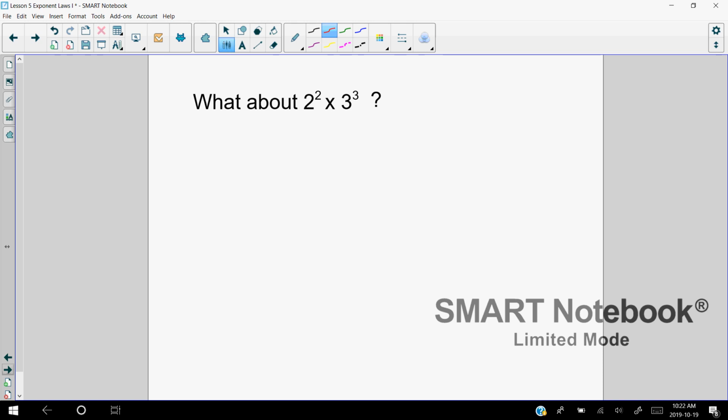All right, next one. What about 2 to the power of 2 times 3 to the power of 3? Can I simplify this using exponent laws? The answer is no. I can't simplify these using exponent laws because I have two different bases. In order to use exponent laws, you have to have the same base. All right, so let's try some trickier ones.